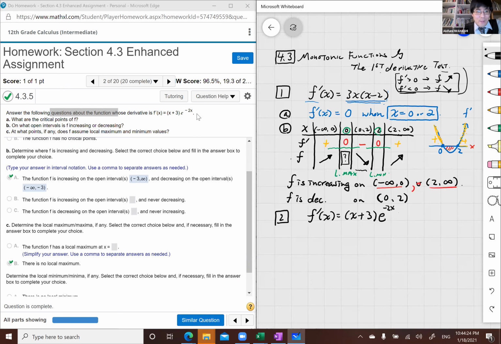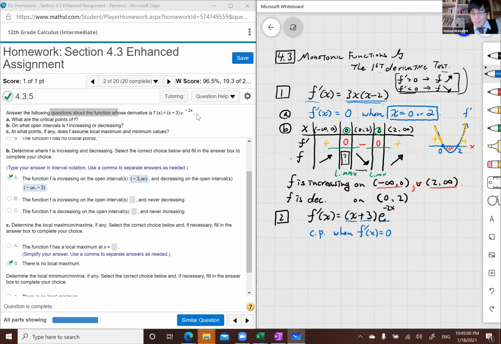Okay, part 1. What are the critical points? The critical points are where the derivative becomes 0 or undefined. This is a linear function, which is well defined everywhere, and this is an exponential function, which is also defined everywhere. So f(x) is defined everywhere, and the critical points happen when the derivative becomes 0.